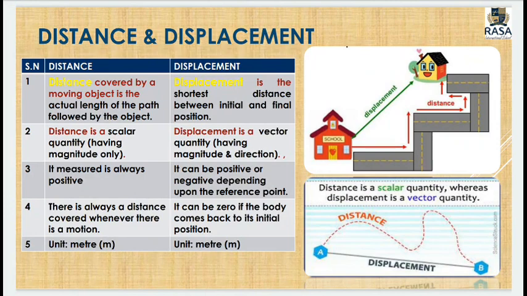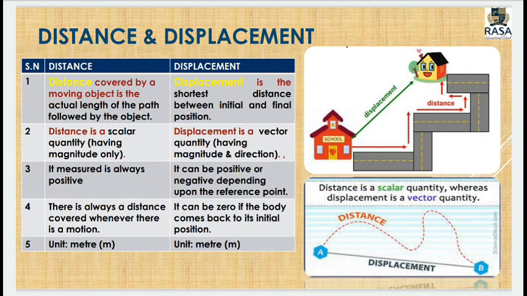Suppose you start your motion in the north direction and you come back along the same path or through a different path and end your motion in the south direction from the initial position, then your displacement will be negative. The negative sign does not mean the displacement is negative in magnitude; the positive or negative sign of the displacement shows the direction of motion.